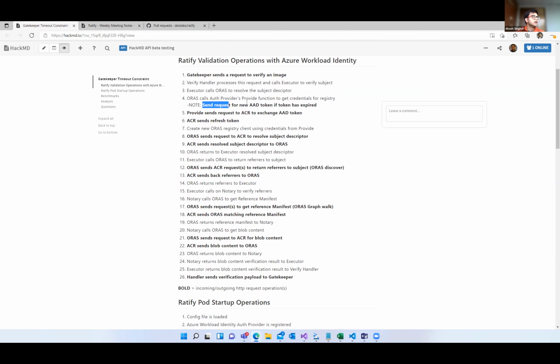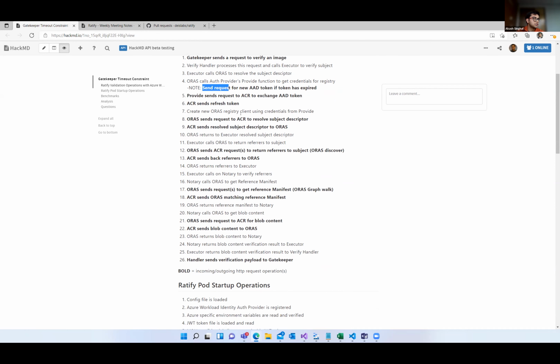So in this flow, we're going to assume that we already have the AAD token cached and it is valid. Once we have confirmed that it's valid, we'll proceed with the ACR token exchange, and ACR will return to us a refresh token, which can be used as the password in the credentials that we pass on to ORAS. Once we pass on these credentials to ORAS, the first thing that we need to do is resolve the subject descriptor.